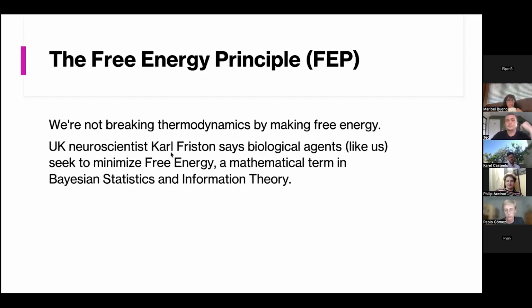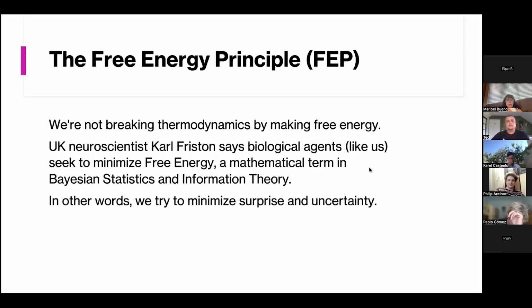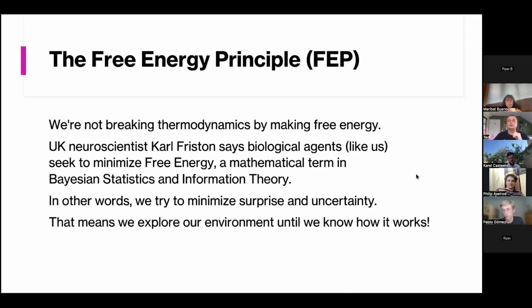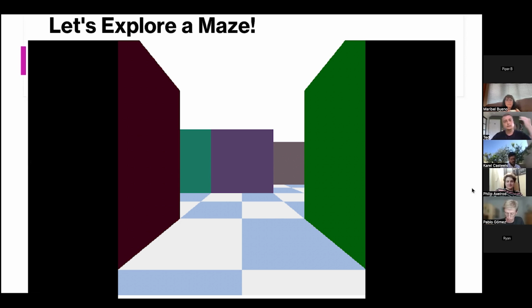There's a neuroscientist named Carl Friston from the UK, and he says that biological agents, like us, being humans and all that, seek to minimize free energy, which is a mathematical term in Bayesian statistics and information theory. Another way to say this, because we're talking about energy in terms of information theory, is that we are trying to minimize surprise and uncertainty. The way that you do it is by exploring the environment until we know how things work. We'll go back to this. The free energy principle is very important, but we have to cover a lot before then. So for now, let's explore a maze.